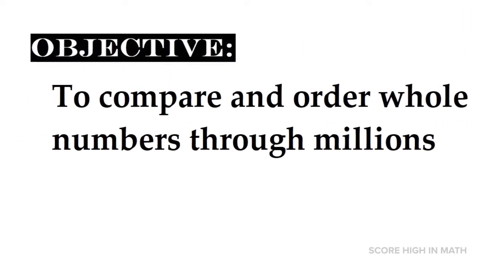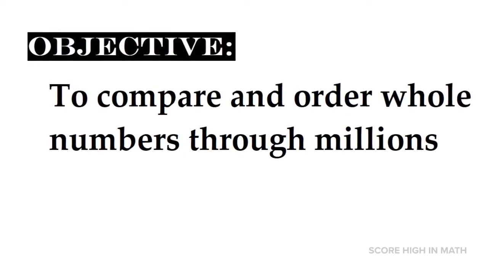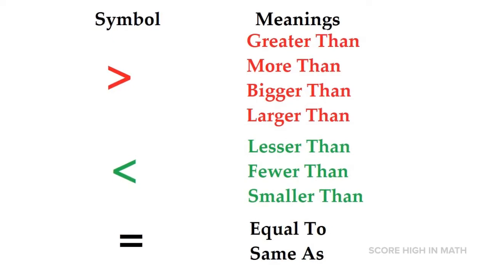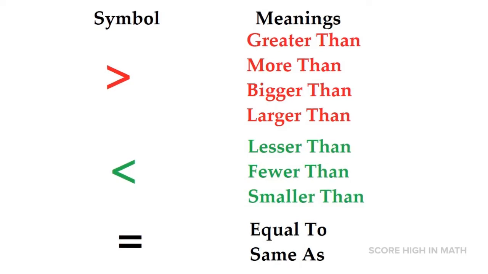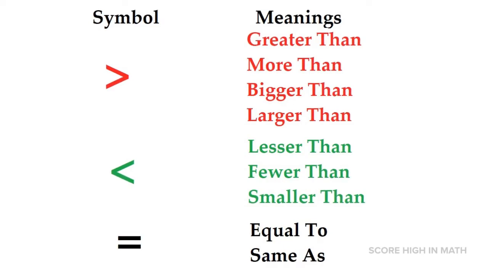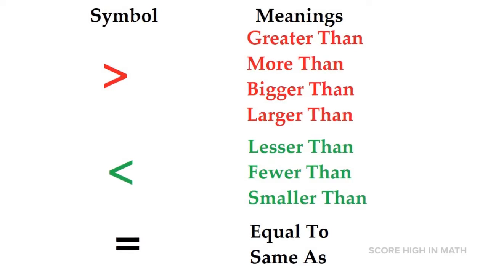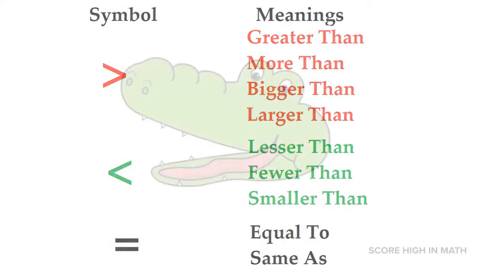The objective of our lesson is to compare and order whole numbers through millions. Let us study the symbols of comparison and their meanings. The red symbol where the mouth is facing to the left means greater than, more than, bigger than, or larger than. The green symbol where the mouth is facing to the right means lesser than, fewer than, or smaller than. The two parallel horizontal lines mean equal to or same as.